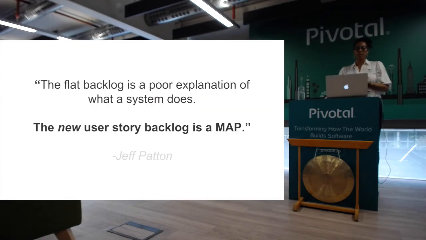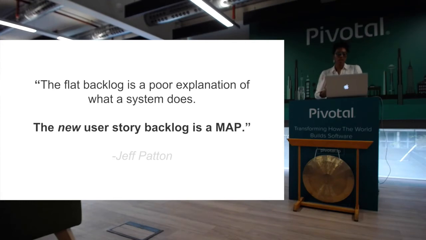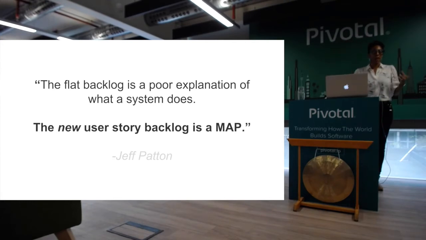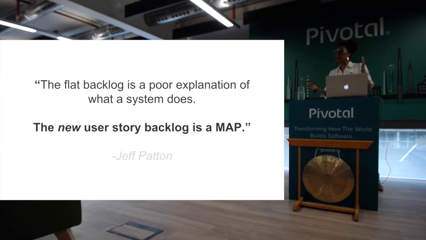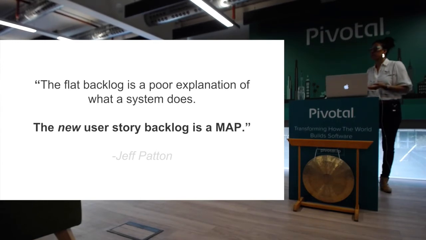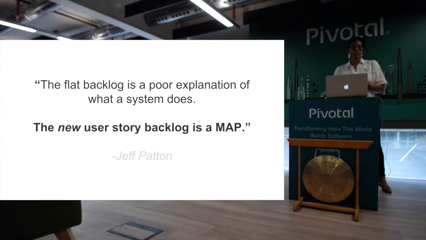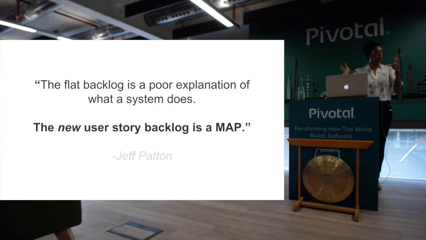on that note, the flat backlog is actually a poor explanation of what a system does. The new user story backlog is a map. And if you think about it as a map, it makes it a lot easier to understand how you're taking a user on a journey, how your team is going on a journey to provide value or a solution to a user. So in this manner, language is actually very important because it helps to frame the way that you may want to encourage your teams to think about the work that they do.